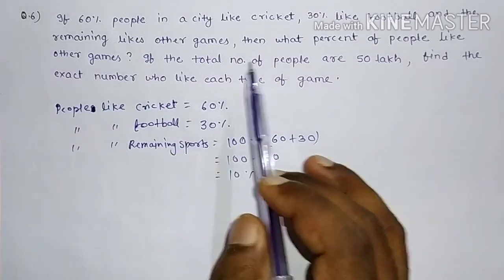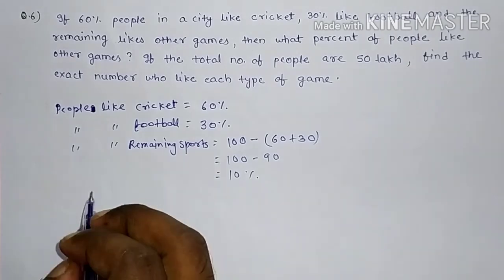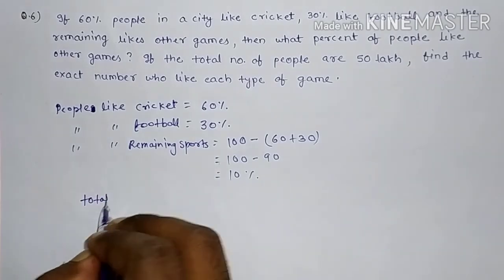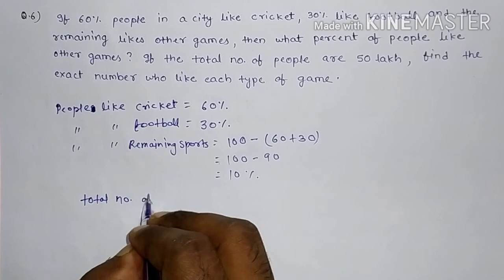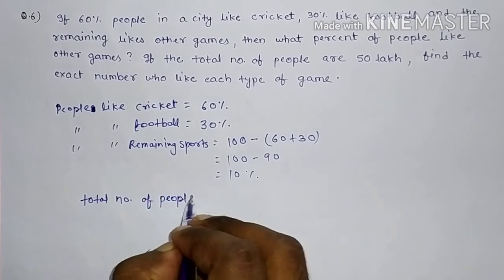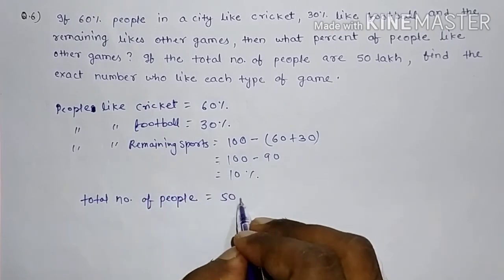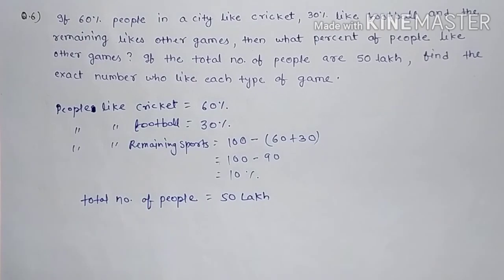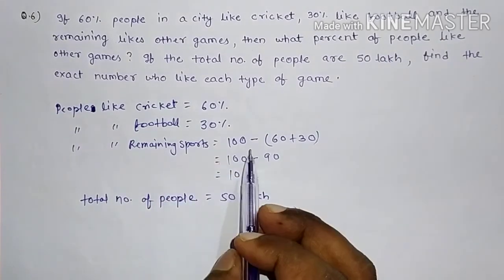So in the next statement what is given, what percent of people like other games and cricket and football if the total number of people are 50 lakh. Here total number of people is given 50 lakh, and we have to find how many people like cricket, football and remaining sports.